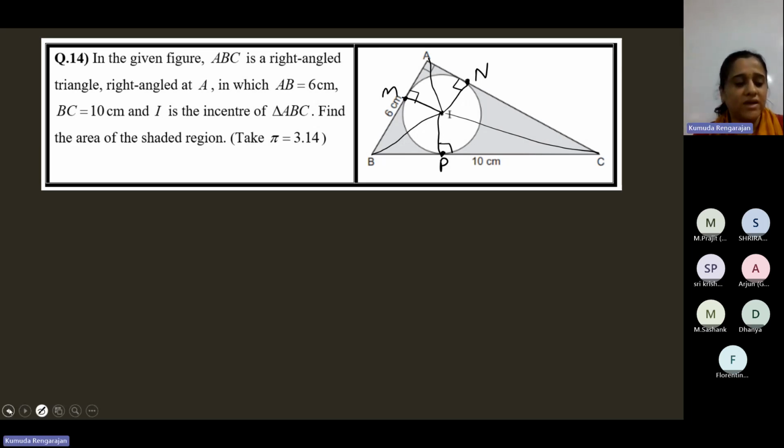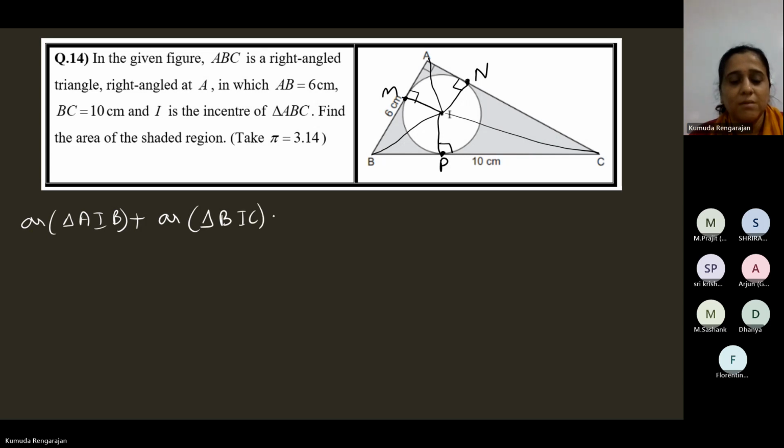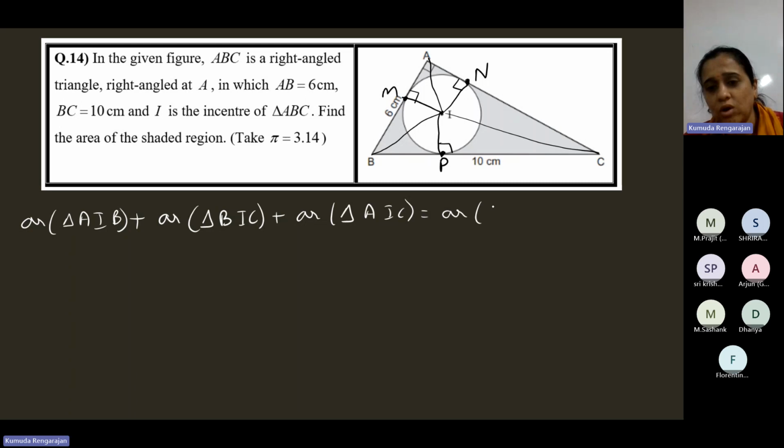Now this is the idea. The area of the whole triangle is equal to the sum of the areas of these 3 small triangles. Area of triangle AIB plus area of triangle BIC plus area of triangle AIC is equal to area of the whole triangle ABC. AIB, BIC, AIC is equal to the area of the whole triangle ABC, correct?